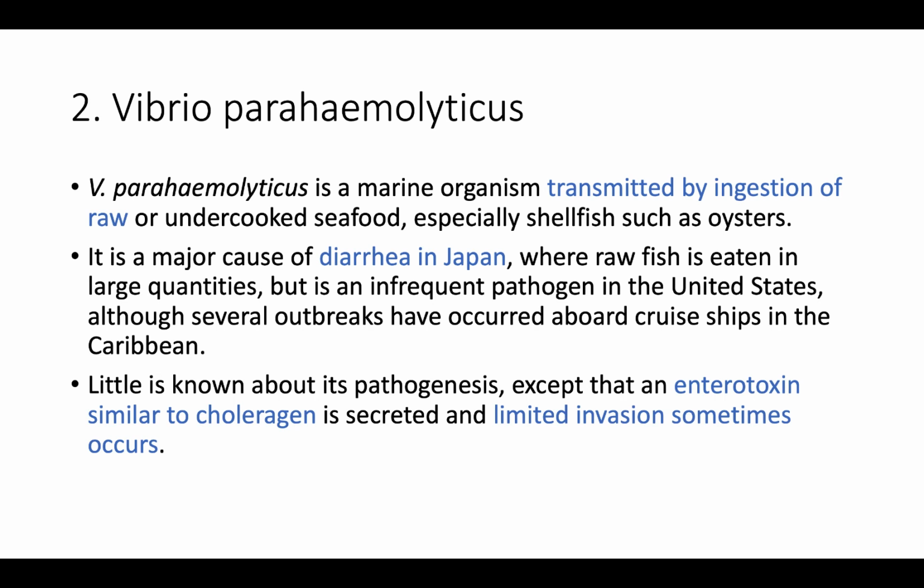Vibrio parahaemolyticus is a major cause of diarrhea in Japan. Why Japan? Because in Japan they eat a lot of undercooked or raw seafood. Raw fish is eaten in large quantities, so Vibrio parahaemolyticus is a major problem of diarrhea. It's a marine organism transmitted by ingestion of raw or undercooked seafood, especially oysters.